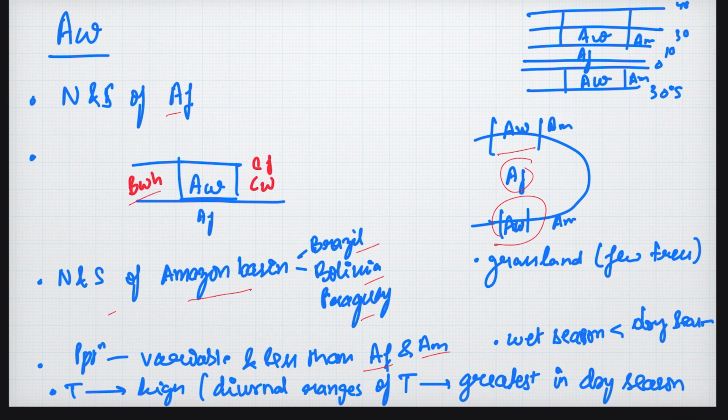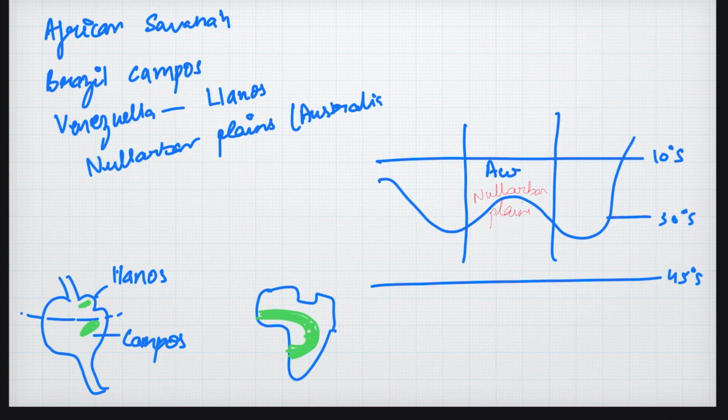Here the dry season is longer than the wet season, and precipitation is also low and variable, so it is not adequate for the growth of luscious vegetation like the equatorial forest. So it is mainly suitable for the growth of grasses. It is known for grasses with few trees between the grasses. Examples of this type of climate are the African savanna and the Brazilian campos.